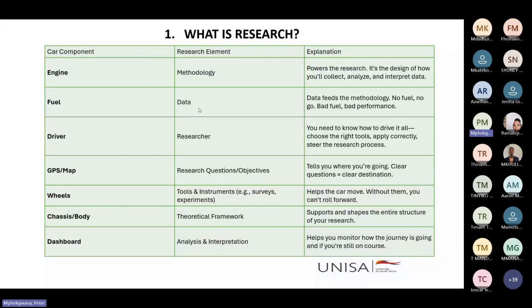Then again, we have the dashboard. In terms of research elements, we can link that to analysis and interpretation. After getting your data set, you develop a questionnaire, get your data set, then you analyze your data set.